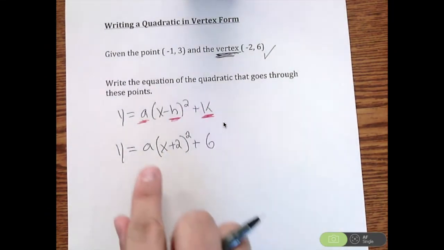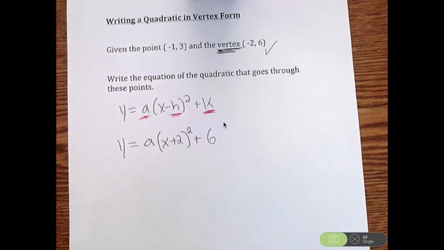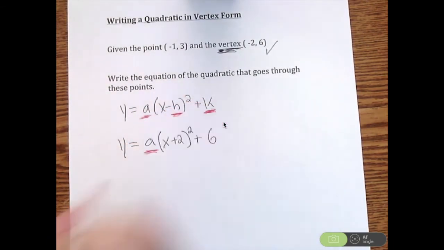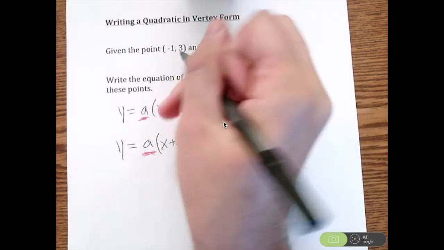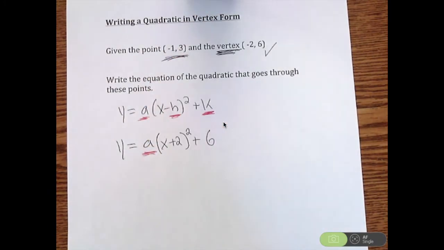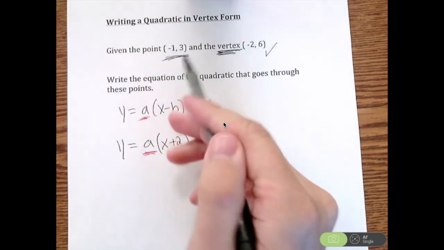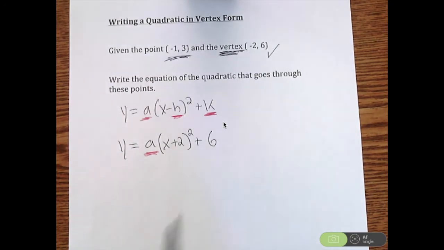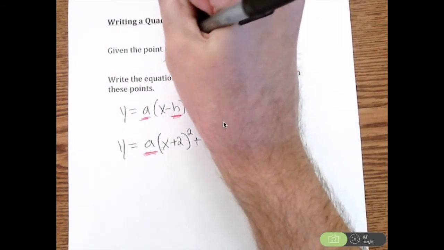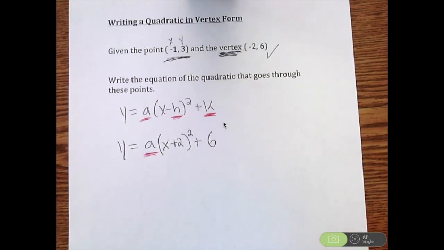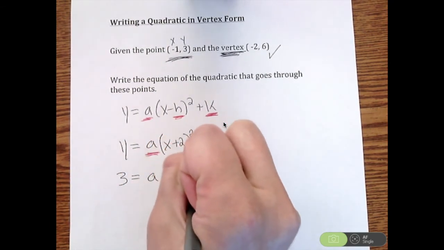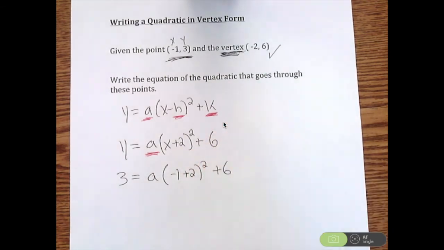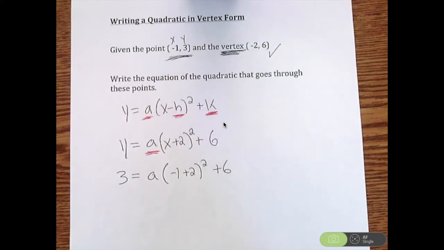The only thing left to do is figure out what a is. So we've got h and k, and we're still trying to find a. What we're going to do is take that other piece of information the problem gives us, the point -1, 3. Let's plug it into this equation. When we plug it in, maybe we can solve for a. -1 is going to be x, 3 is going to be y. So I'm going to have 3 equals a(-1 plus 2) squared plus 6. All I did is plug in -1 and 3.